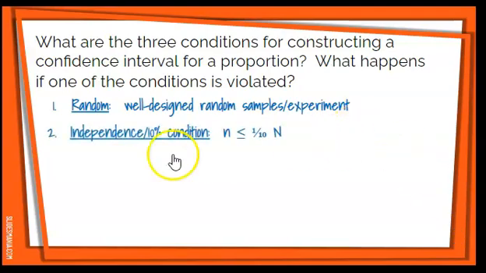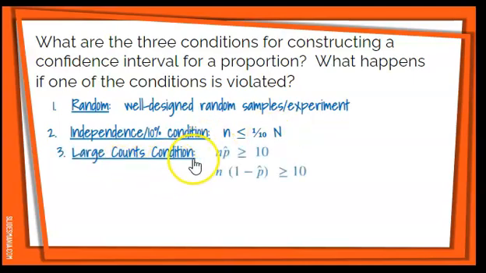The second condition is that independence condition that we've talked about before, where the sample has to be less than or equal to 1/10 the size of the population. The third condition is what we call the large counts condition, and we talked about this in our previous chapter, where we check to see if the sampling distribution is approximately normal.